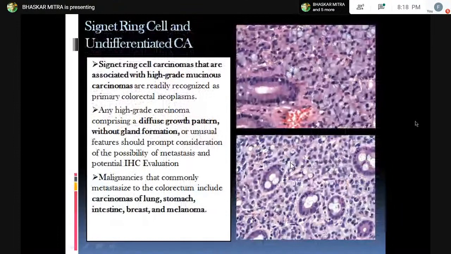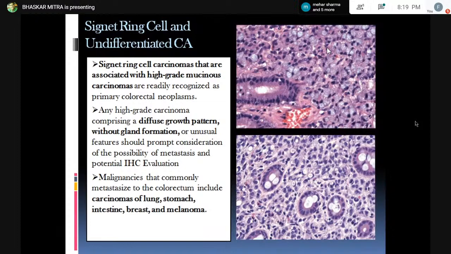Next, another important thing: signet ring cell carcinoma and undifferentiated carcinoma. We have to be very cautious while dealing with this. If we see this, there we can see sheets of signet ring cells, but what helps is the presence of intervening normal-looking colonic crypts. So we again stick to the basics. We have to see a dysplastic colonic gland before calling these signet ring cells a primary signet ring colorectal carcinoma, because there may be sheets of signet ring cells.